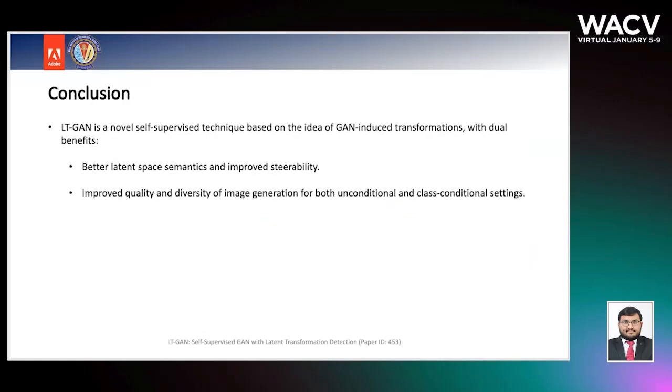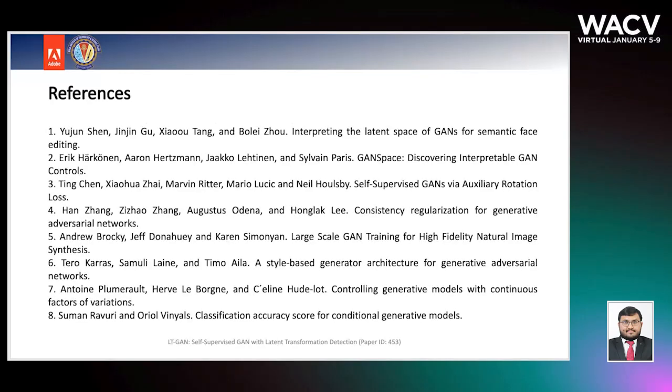Finally, to conclude, LT-GAN is a novel self-supervised technique based on the idea of GAN-induced transformations, and it has two benefits. First, better organization of the latent space semantics, and second, improved quality and diversity of the image generation process.